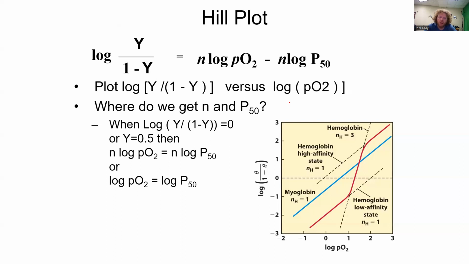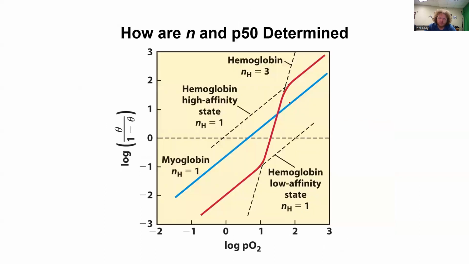When log of y over 1 minus y is 0, or y equals 0.5, then n log PO2 is equal to n log P50, which is kind of similar to when we talk about that same equation without the log representation, where we say, well, P50 is equal to 1/2. Another way of saying this is log PO2 is equal to log P50 when y equals 0.5. n is going to be the slope of the line for each of these different lines.